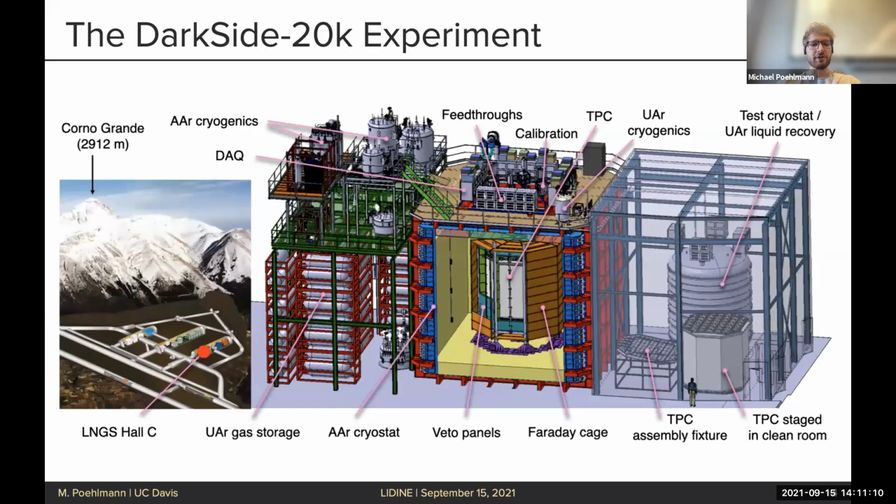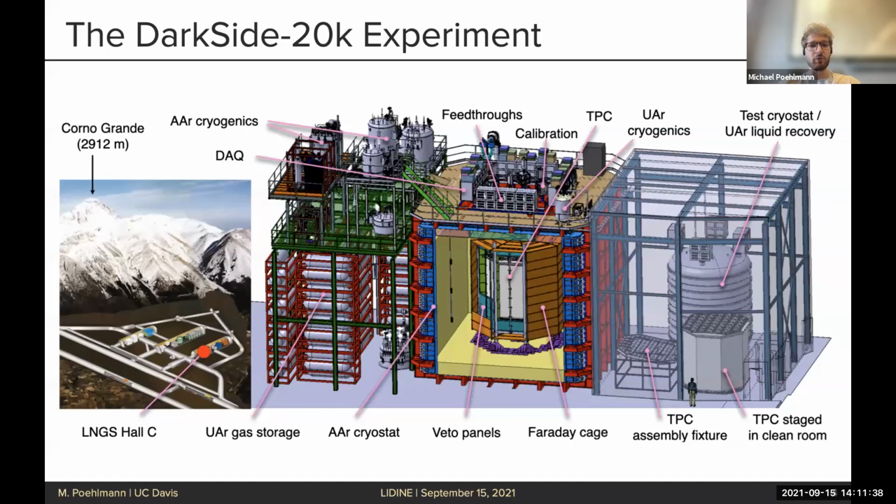So DarkSide 20K will be installed at the Gran Sasso National Laboratory in Italy. This detector is designed to operate for at least 10 years with an irreducible background level of less than 0.1 events for the total exposure. The TPC shown here will be filled with low radioactivity underground argon, which will allow us to achieve that background level.